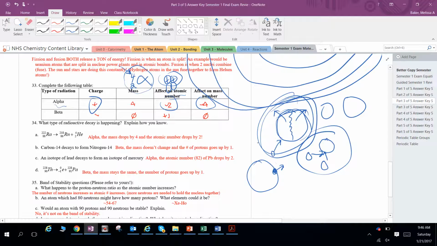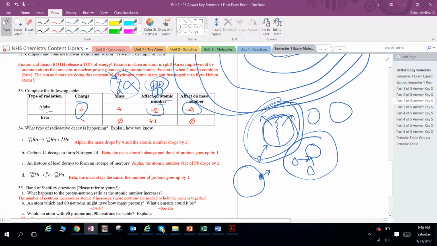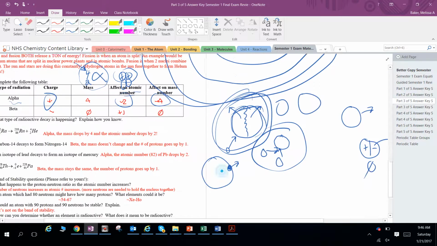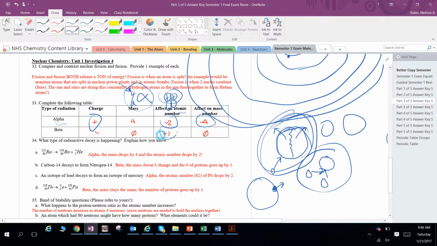In beta decay, it's a lot different because the mass isn't changing. I'm going to go off to the side. In beta decay, you've got a nucleus, and a neutron can be thought of as a positive and a negative, and overall it's got a 0 charge. But in beta decay, this part leaves. So a neutron changes into a proton. That's interesting because the atomic number then, there's an extra proton, so it goes up by 1. But the mass doesn't change because neutrons and protons have the same mass.